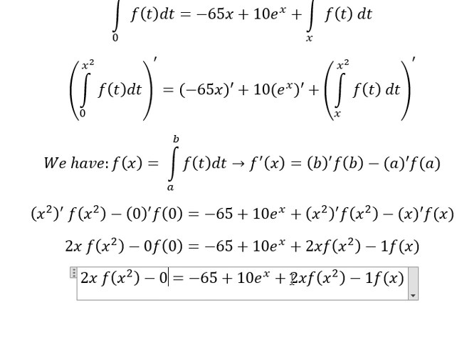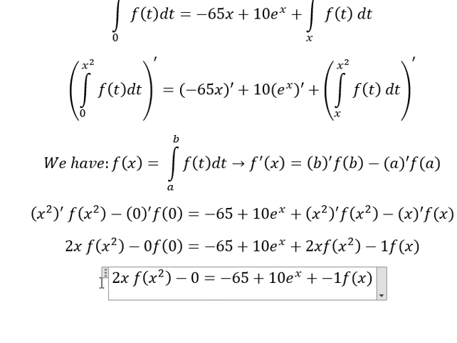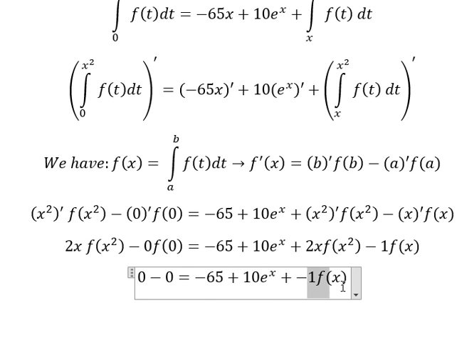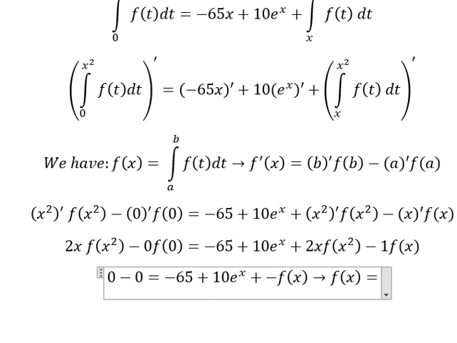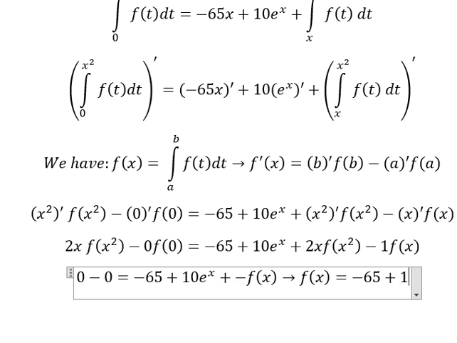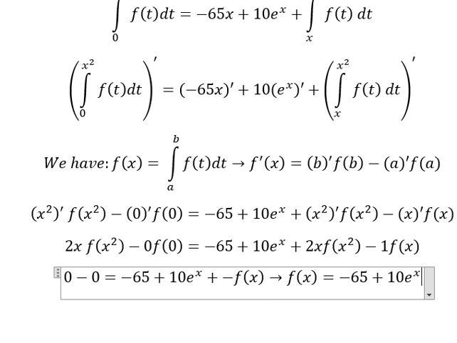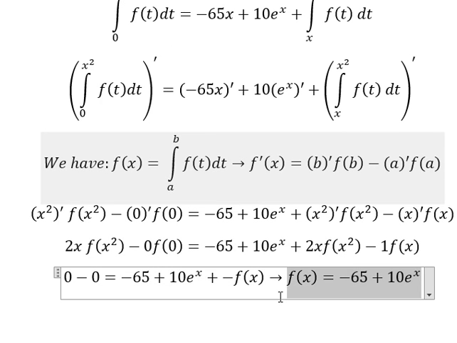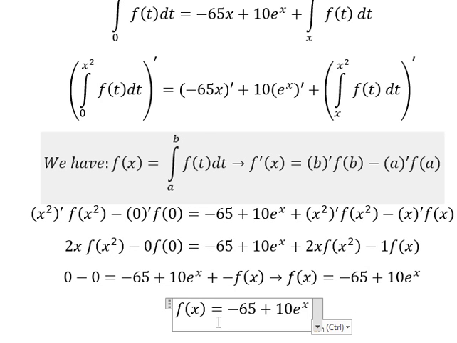We cancel. This one we put on the left, and we can see that they cancel. Now we just have only this one, and now we put this one to the left, and we have f of s equals negative 65 plus 10e to the power of s. Now we need to find this one. So I will put number 0 in here.